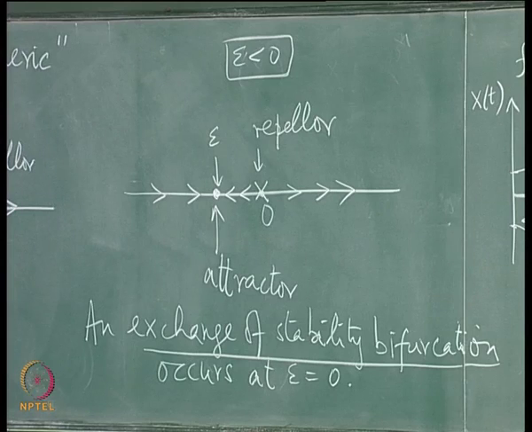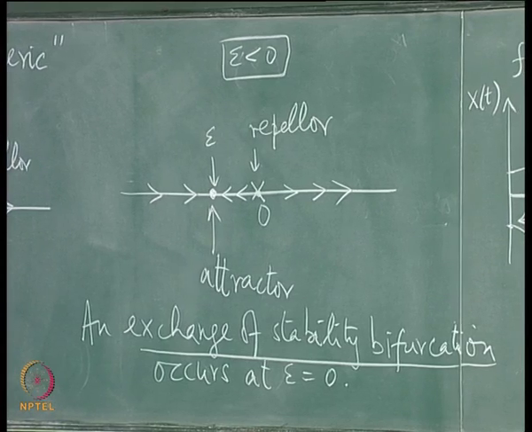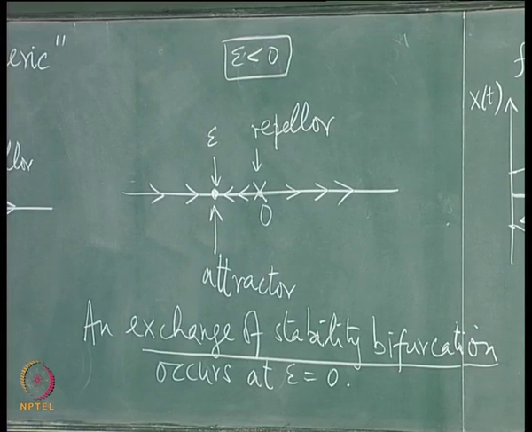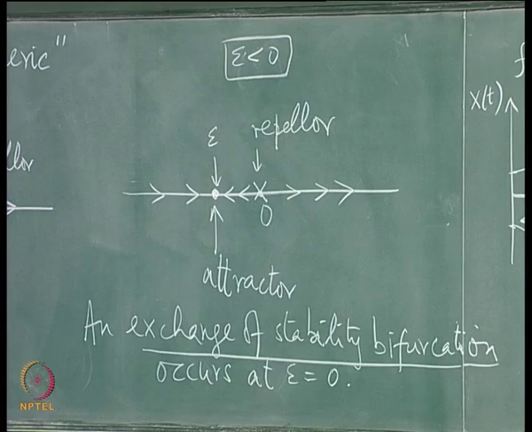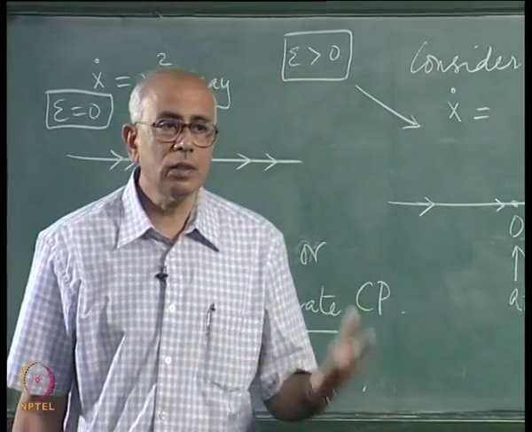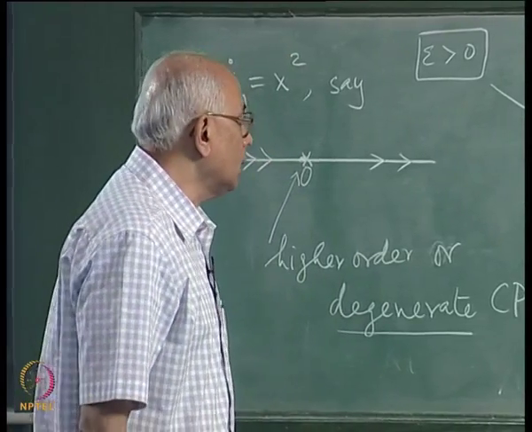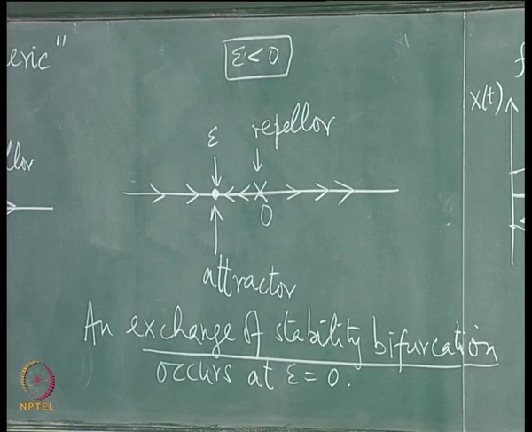Might as well define a bifurcation. A bifurcation happens at some critical values of parameters in the problem when the qualitative behavior of the dynamical system changes from one kind of behavior to another. So a small change in epsilon from an infinitesimal positive value to an infinitesimal negative value changes the system's behavior completely, quite drastically, and that is what a bifurcation is.